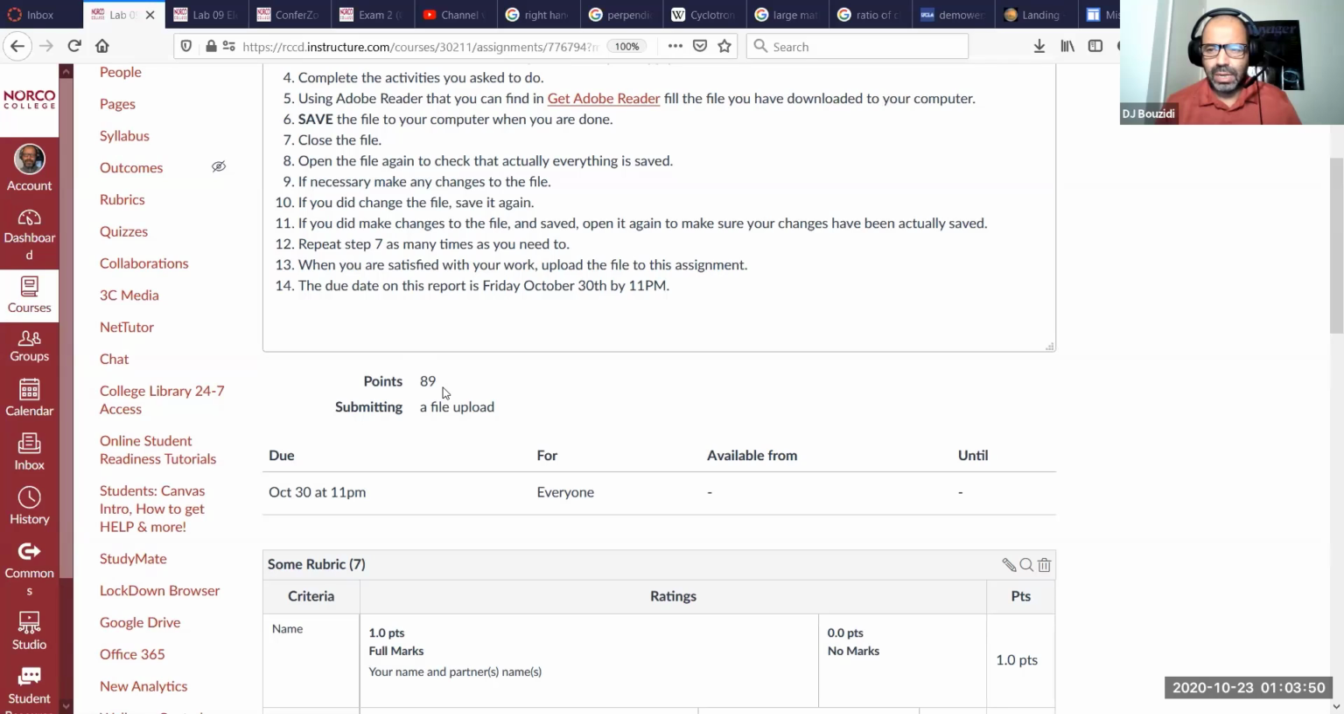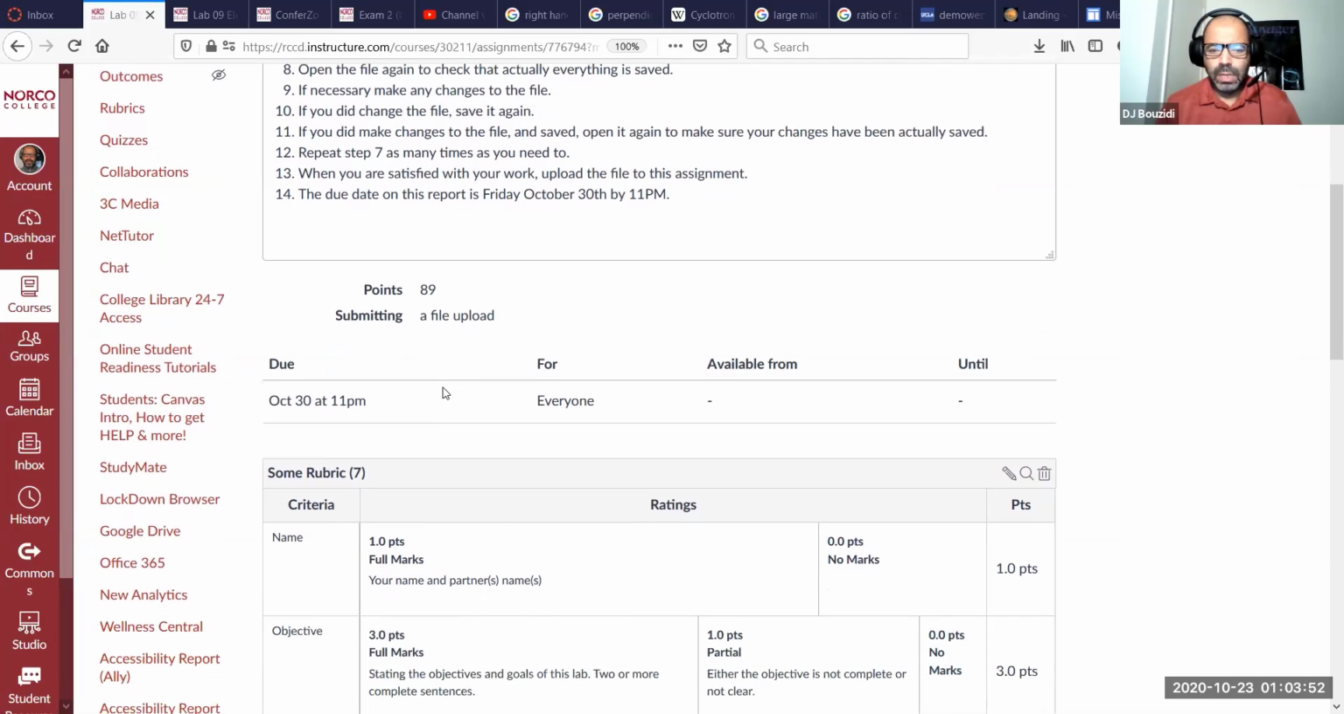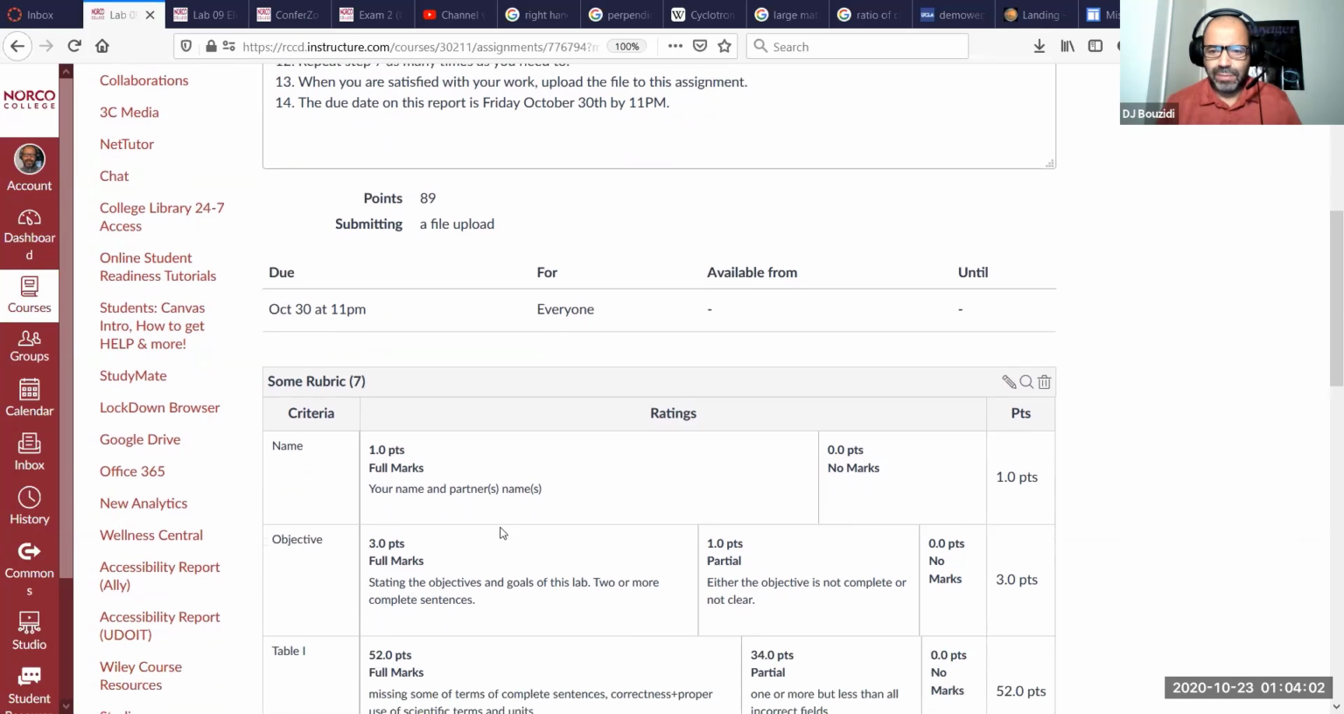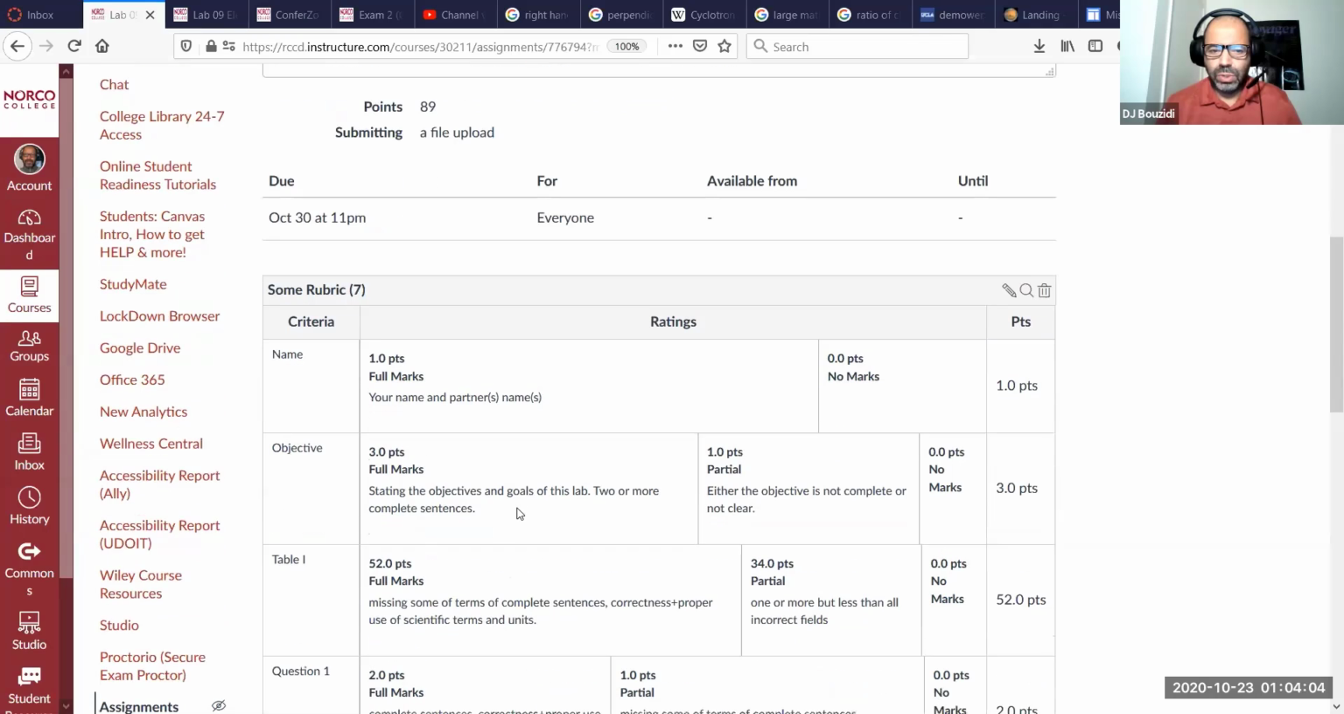This lab turned out to be graded out of 89 points. This is the rubric. You will get full credit for your name and the names of everybody who worked with you. Just make sure you have that. Also, the objective: it's good practice usually not to start with the objective, especially in this lab more so than before, because you need to understand what's going on before you put it in the objective, okay? And then you need at least two sentences or more, otherwise you lose points for it.